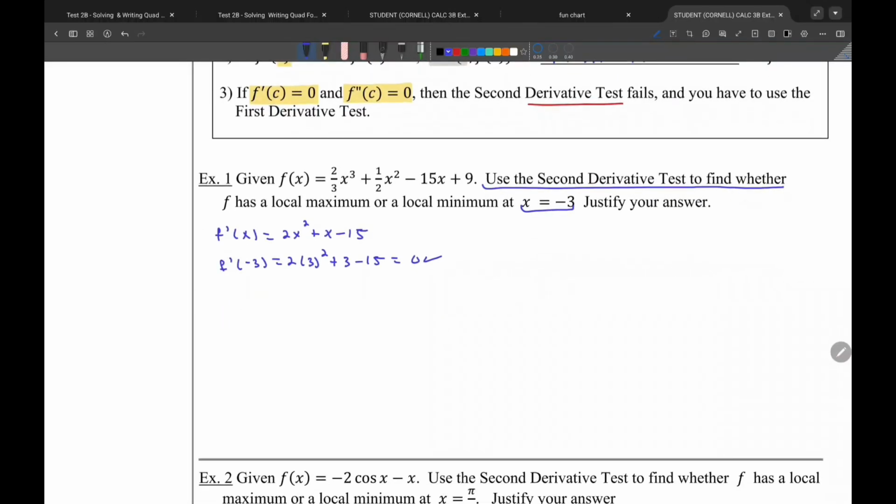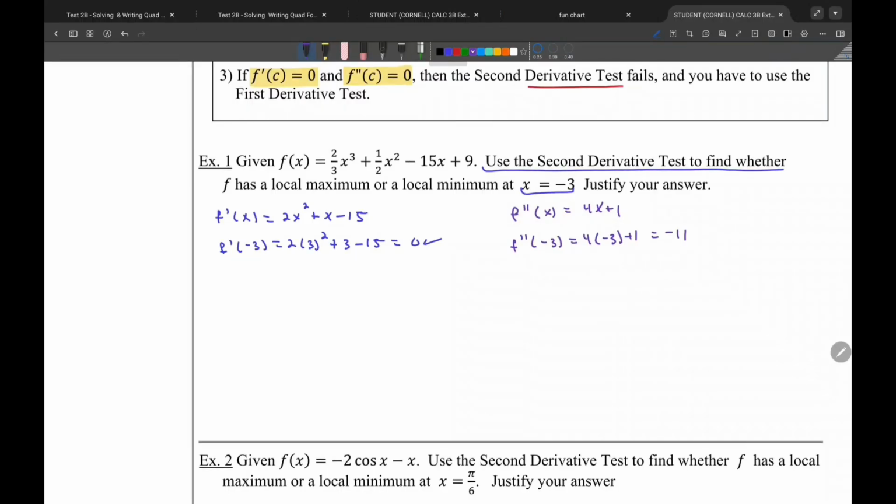So now we need to take the second derivative. So the second derivative, f double prime of x is equal to 4x minus 1. And we're evaluating f double prime at that same c coordinate, that same x value, which is -3. So we get 4 times -3 minus 1. And so, wait a minute, that's plus 1, excuse me, plus 1. And so that's going to give us -11. And so -11 is a negative number, obviously.